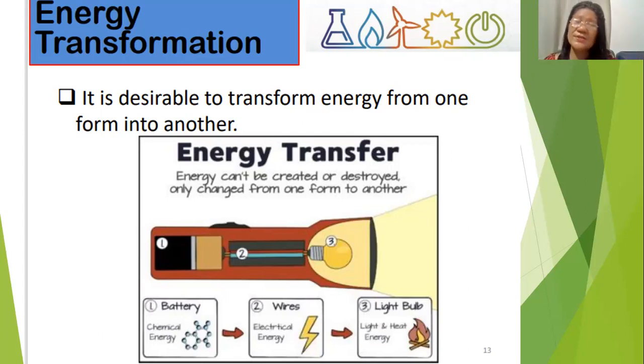Of course, these electrons will what? Flow. Okay. So battery, which is a form of chemical energy, then we have wires here. Once they flow, it is now electrical energy. Then an output of that is light, so light and heat energy. From the chemical energy, it is converted into electrical energy, then into light and heat energy.